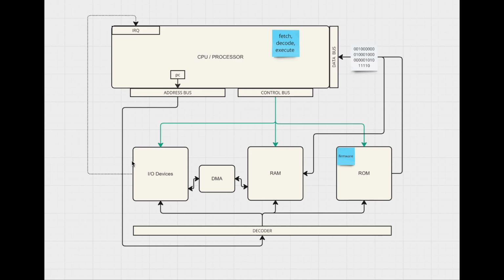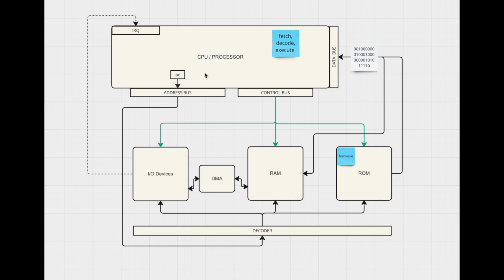So, having said that, the CPU generally uses this mode to execute instruction. It's called the fetch, decode, execute cycle. And it starts by fetching the instruction by setting the address on the address bus. And the program counter keeps track of this address.